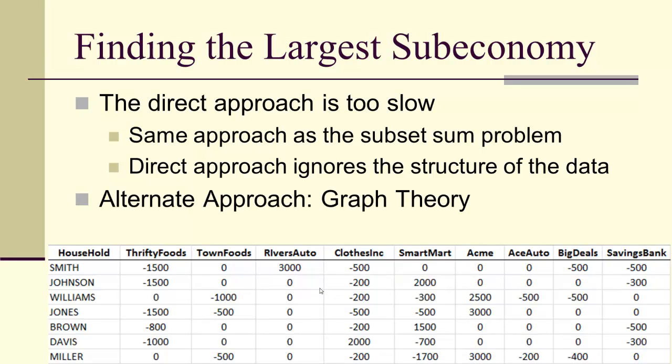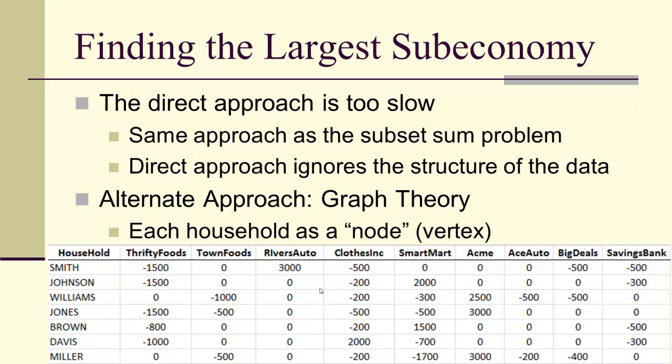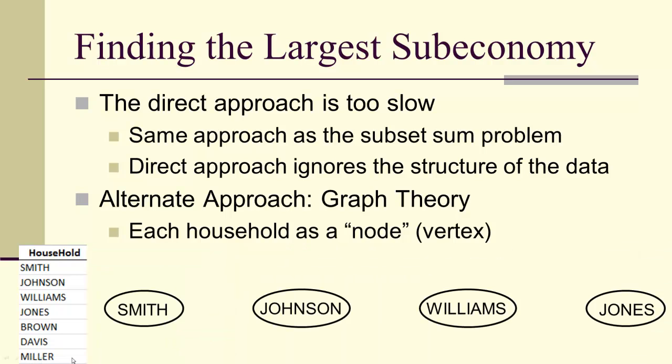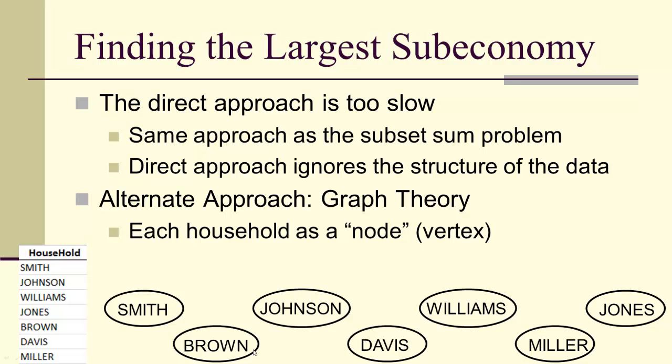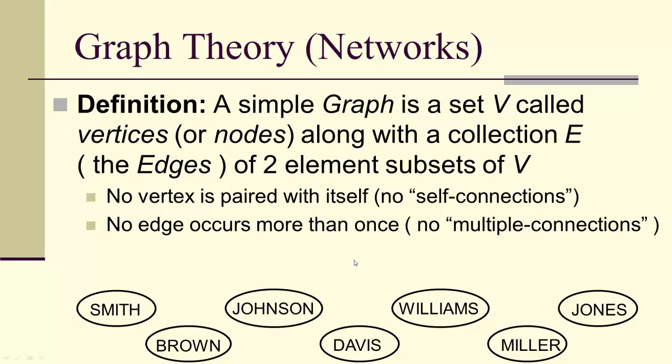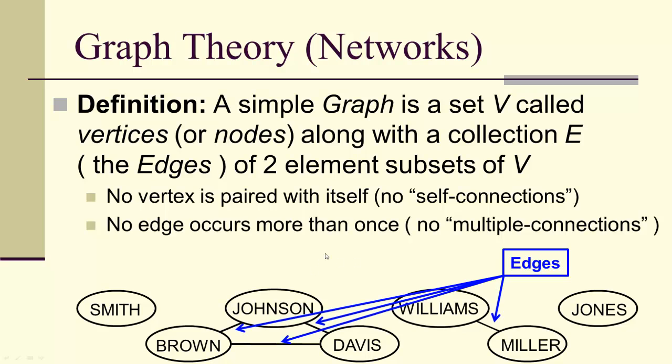In order to use graph theory, we're going to have each household as a node or vertex. So Smith, Johnson, Williams, Jones, Brown, Davis, Miller, they're going to be used to label a set of nodes or vertices. Now here's the definition of a simple graph, a set V called vertices along with a collection E of 2-element subsets of V. No vertex is paired with itself, no edge occurs more than once. So for example, here are some edges in our SubEconomy graph that we're going to construct.